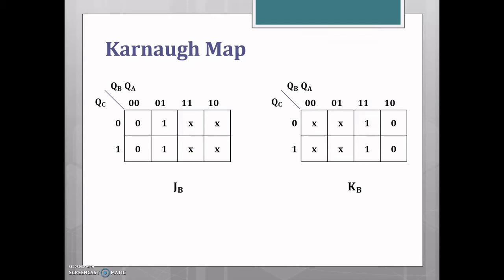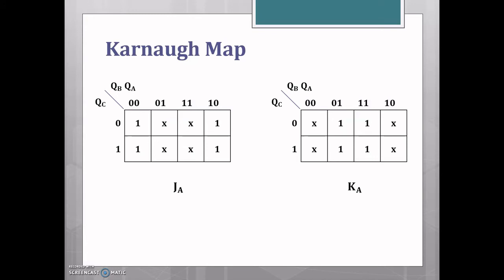Similarly for JB and KB, I can group this 1 don't care, 1 don't care. Similarly don't care 1, don't care 1. So this is a group of 4 ones. On grouping this, the common term is QA. Similarly here it is QA. So JB, KB is equal to QA.